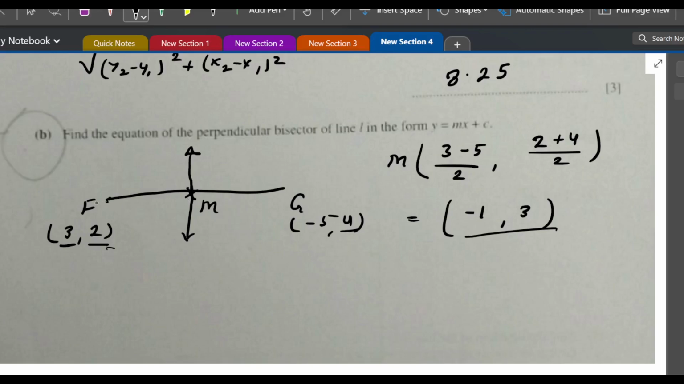Now I will first find the slope of FG. So the gradient of FG, say it is m. So m is what? It's 4 minus 2 divided by, y2 minus y1.